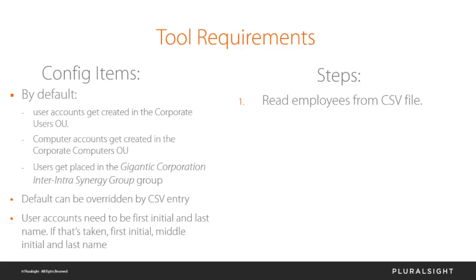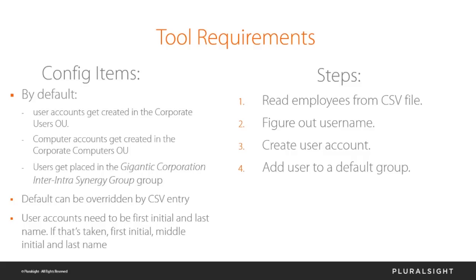And here are some of the rough steps that we're going to be going over. First step, we're going to read employees from a CSV, and we're going to say we get this from an HR department or some kind of HR database. Then we'll figure out the username schema that we're going to use. So it's either going to be first initial, last name, or first initial, middle initial, and last name. And if that one's taken still, we're just going to go ahead and error out. Then we'll create the user account. And that user account should go in the corporate users OU, and then also in that AD group. And then I already told you about that one.